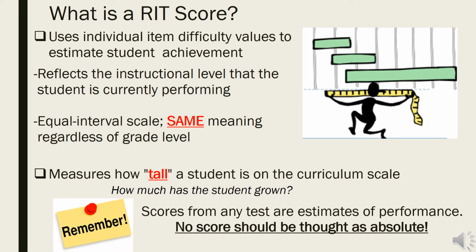Once the assessment is done, what they call a RIT score is developed. This RIT score uses individual item difficulty values to estimate the achievement level of students. It reflects the instructional level that the student is currently performing on, and it measures how tall the student is on a curriculum scale. The scores from any test are just an estimate of performance, but the RIT band scores from the MAP test give you a general idea of where the students are academically.